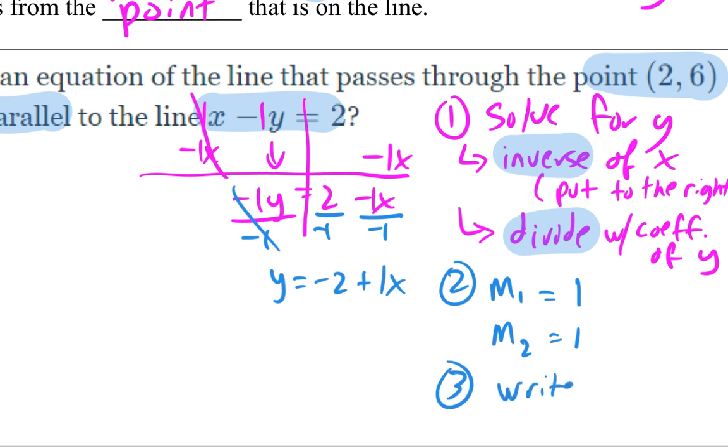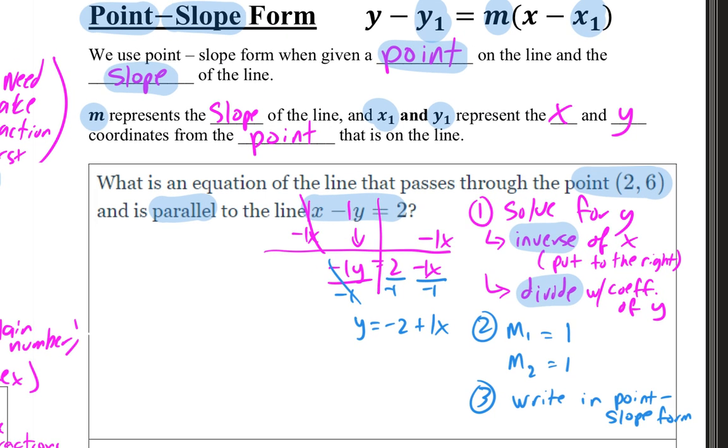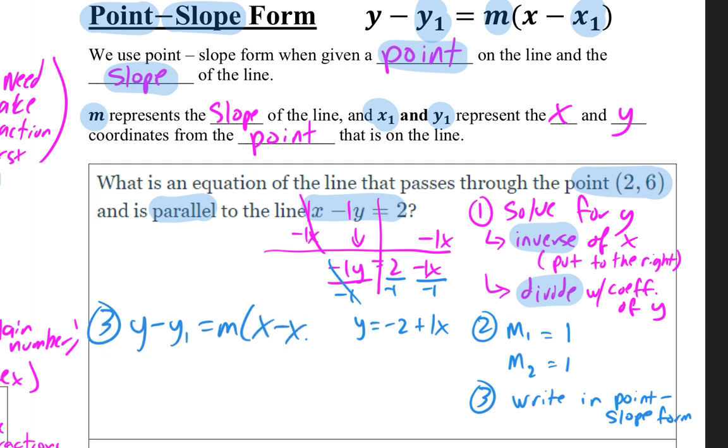We're going to write in point slope form. Okay, so what is point slope form? It is this right over here. Let's go ahead and write that down. We're going to do step number 3 right over here. We're going to say y minus y1 equals m times quantity x minus x1.